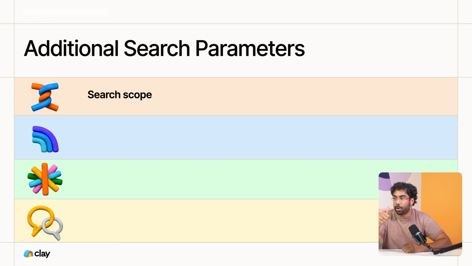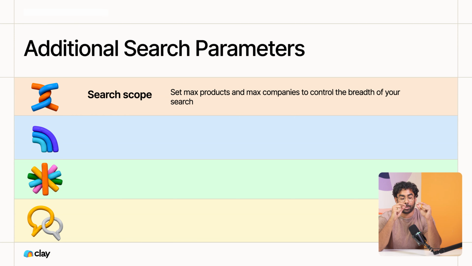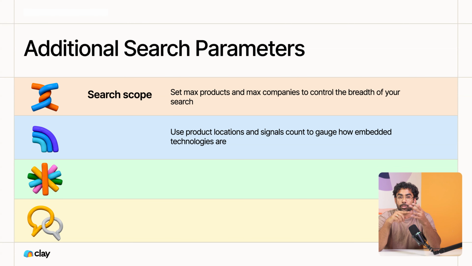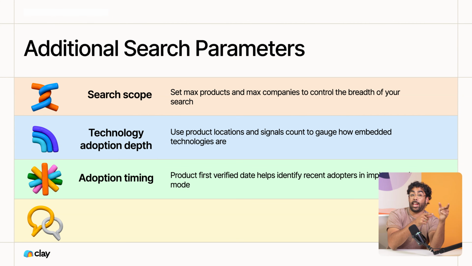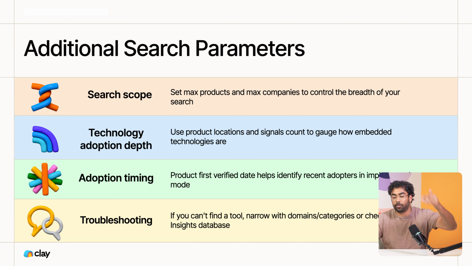Then from there, think about all of the different ways in which you might want to filter this HG Insights source modal. You're going to want to think about the scope of your search. Be really rigorous in your max companies and products because you don't want to just be burning 8 credits per technology found for each of these companies. Then also think about product locations and other signals to indicate the depth of adoption in each of these product companies that you're looking for. Look at the timing by using first verified date, because that gives you an idea of how entrenched tools actually are in this company's adoption. And of course, if you can't find this tool, always troubleshoot via vendor, product category, product attribute, and as a last ditch resort, the HG Insights database.